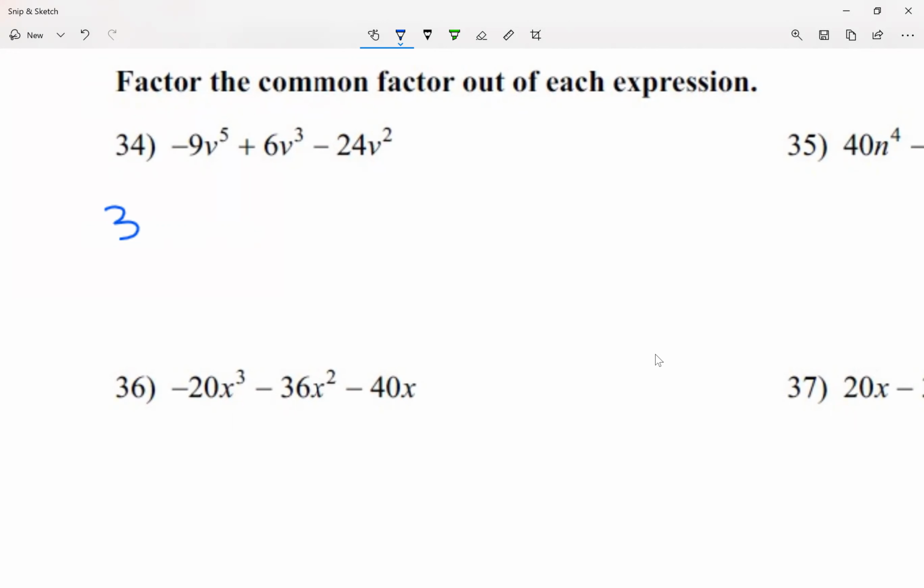Now, letter-wise, what's the biggest exponent? What's the biggest v in this case that I can divide them by? I'm gonna give you guys a trick. It's the smallest exponent, v to the second. So my greatest common factor will be 3v squared. Okay. Now let me open parentheses.